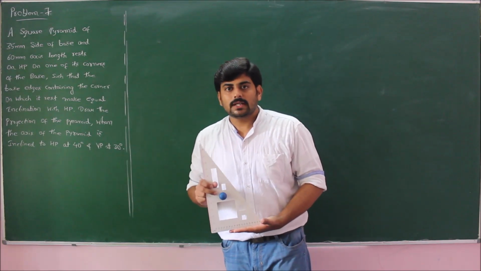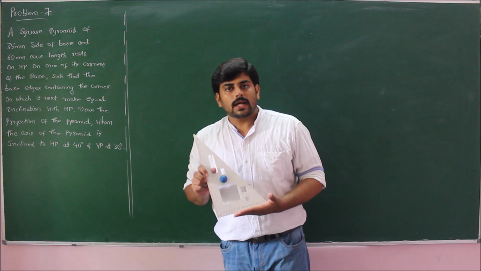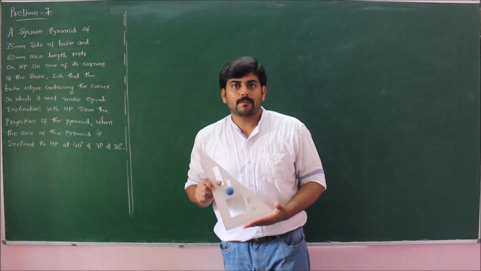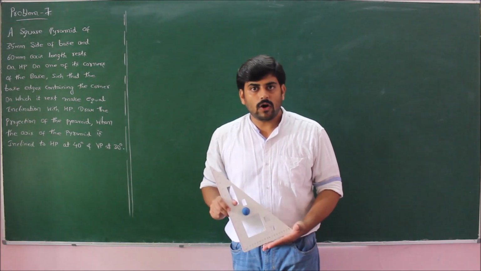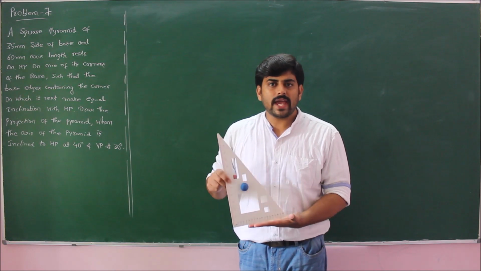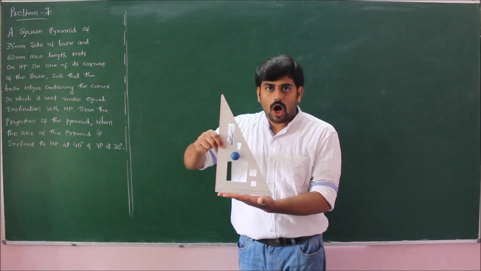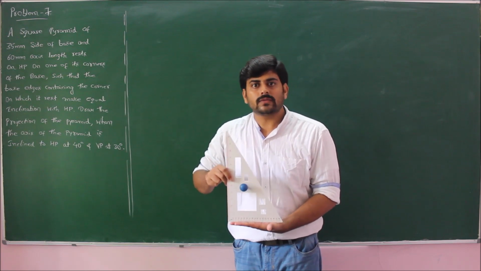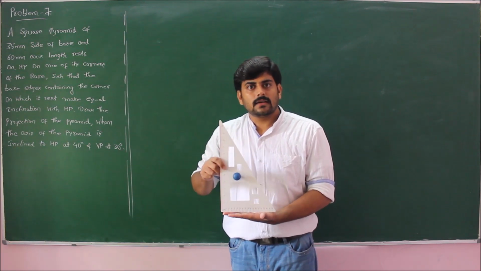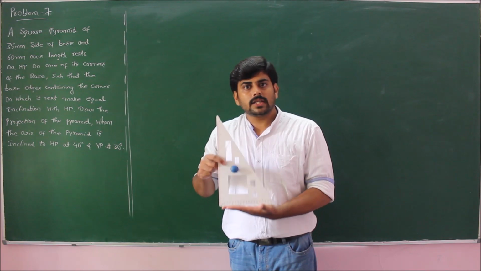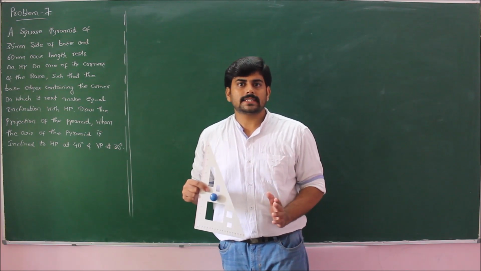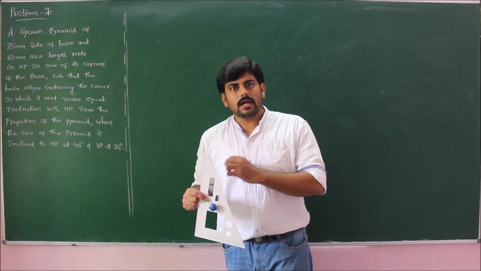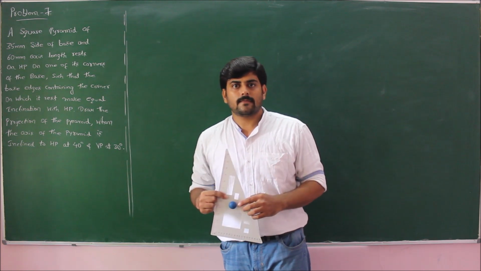The square pyramid is resting on HP with one of its base corners. Therefore, in the first position, I should make the pyramid stand on HP without inclining to any of the planes, such that in the top view I should get the corner towards my right hand side. Since it is a square, I will get corners on either side.